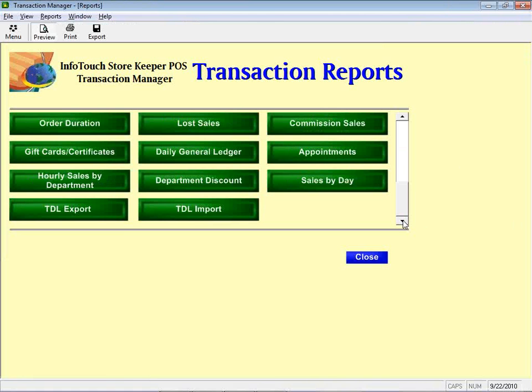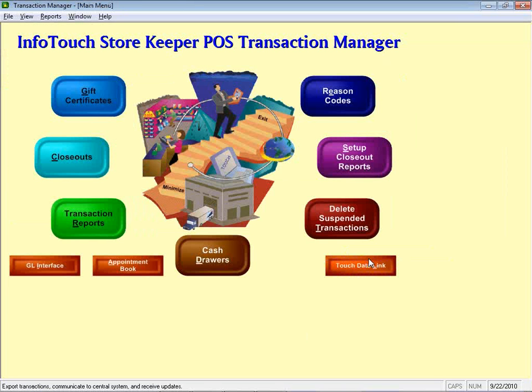And I think I'll leave it at that at this point. There are, as you can see, quite a few more reports here in the Transaction Manager module, but we've covered some of the most important ones. And it's getting close to our hour limit, so let me finish up with a couple of final thoughts and then open it up for questions.